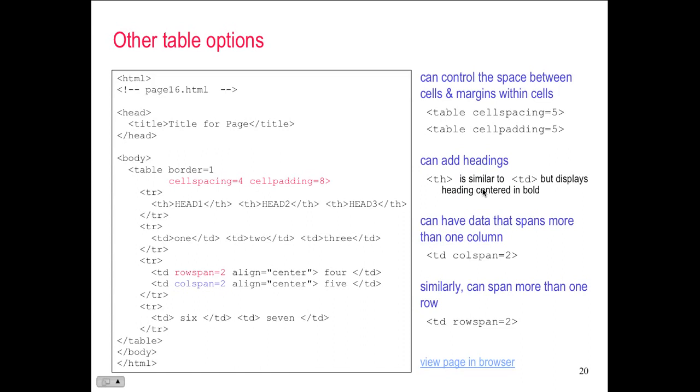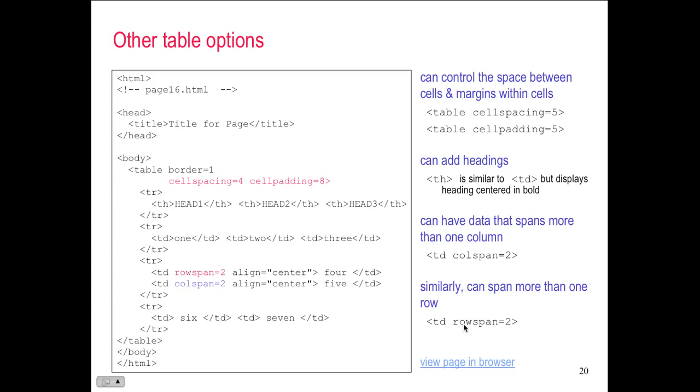You can also have data that spans more than one column. This is where the column span is equal to 2, which means this data is going to take up 2 columns instead of 1 column. So you can have some interesting stuff. Similarly, you can span more than one row. So we can have a TD table row.